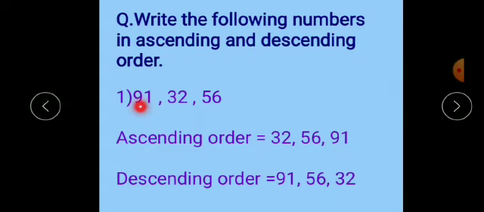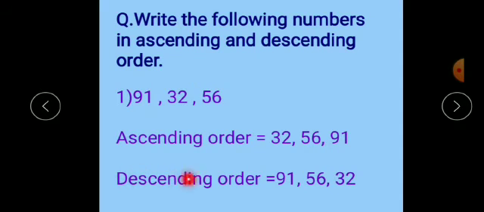At tens place, here the digit is 9, here is 3 and here is 5. So among 9, 3 and 5, 3 is the smaller. So this number 32 is the smaller number. So first we will write 32, then comma. Then among 91 and 56, among 9 and 5, 5 is the smaller. So this number 56 is the smaller. So after 32, the number is 56 and after that 91. Then ascending order is 32, 56, 91.